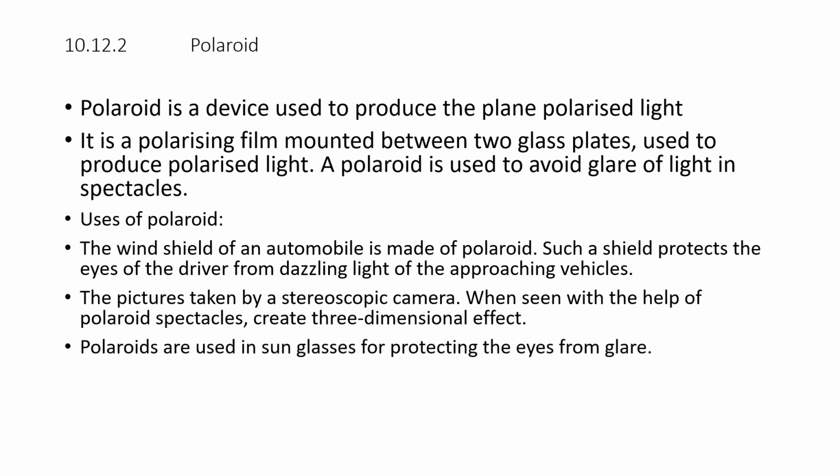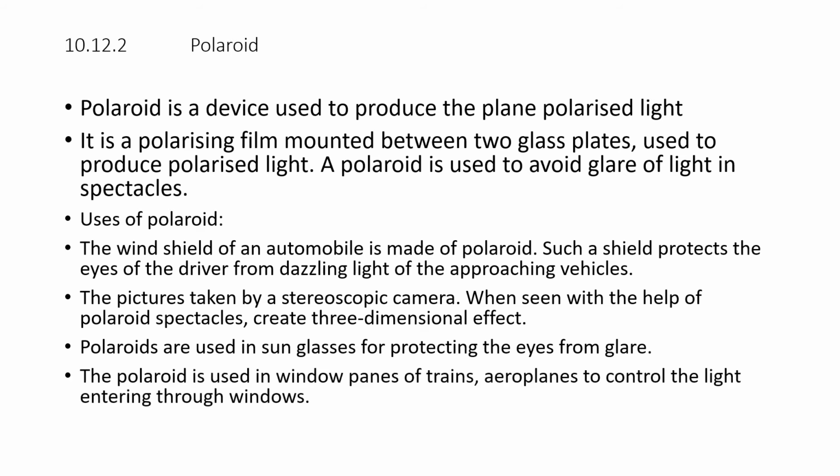Polaroids are used in sunglasses for protecting the eyes from glare. Polaroid is used in window panes of trains and aeroplanes to control the light entering through the windows. These are the uses of Polaroid.